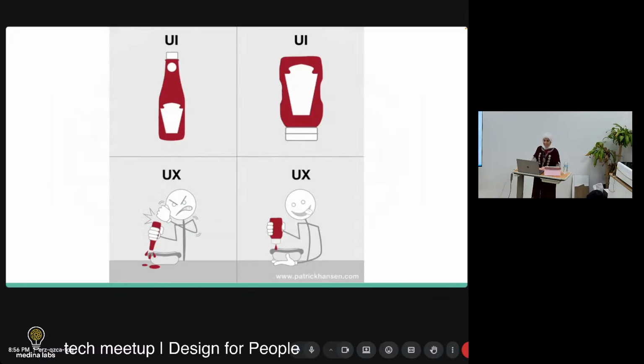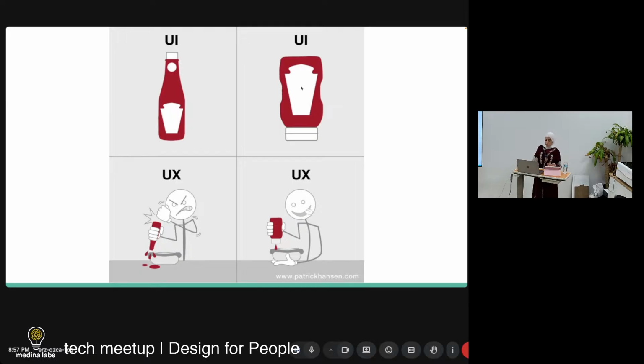Okay, this is also another illustration famous in the UI UX world. If you look at the image on the left side, the ketchup product is made of glass. It looks nice, and it looks like a premium product. But this one looks like plastic. It's flexible, and it just sits upside down.